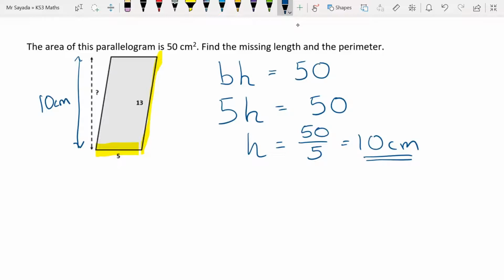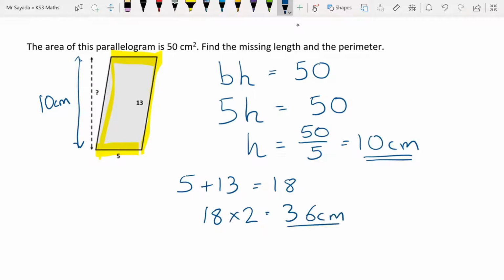So I know that the two sides I've highlighted in yellow are 5 and 13, which adds up to 18. And then I know that I have another 5 and another 13. So I add the other 5 and the other 13, so that's another 18. So that's 18 times 2, which is 36. So the perimeter is 36.